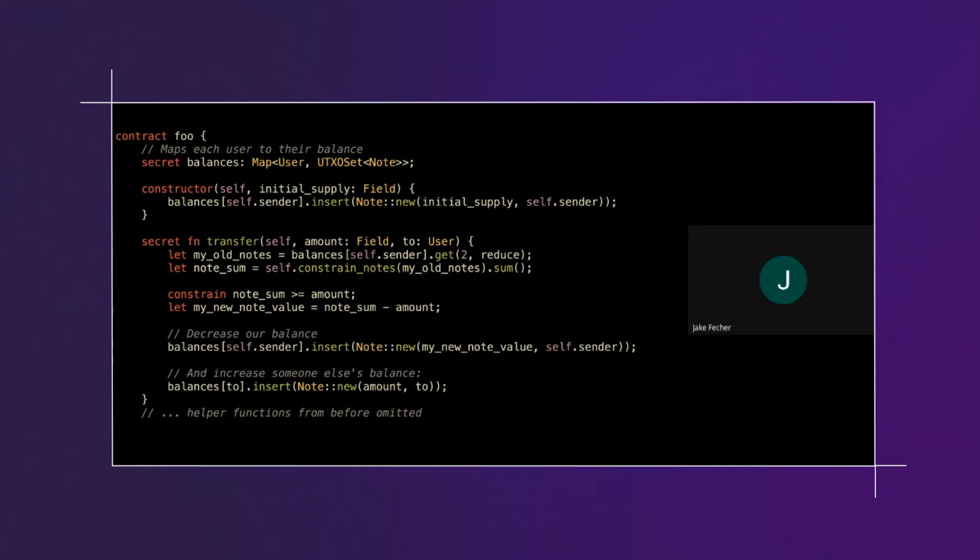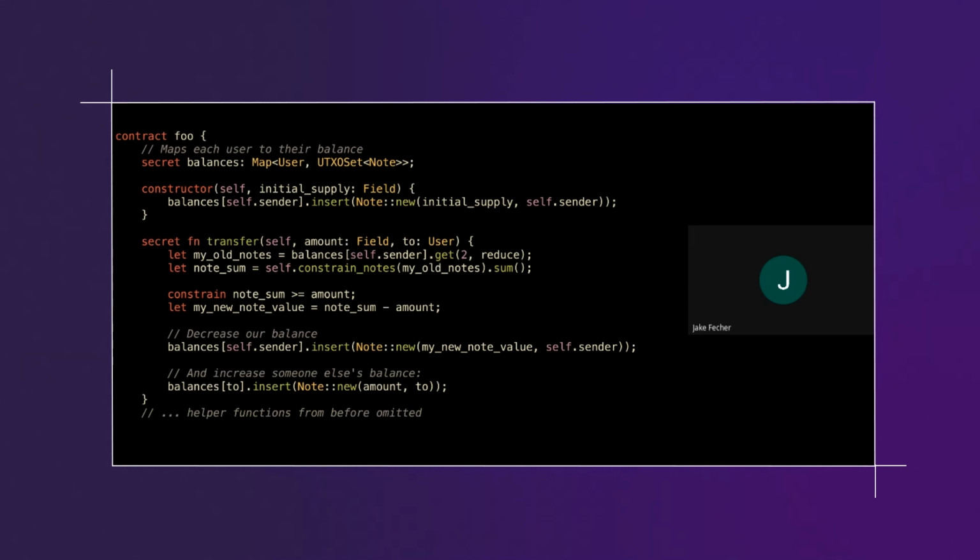Here, I'm just reusing the same reduce function as before. Then we're using the same constrain notes function as before, and we're summing up the values to get the sum of the 2 notes that we requested. Finally, if we're transferring money, we should make sure that we actually have that amount in our balance. So we're making sure that we have enough money to pay the given user by introducing this constraint here.